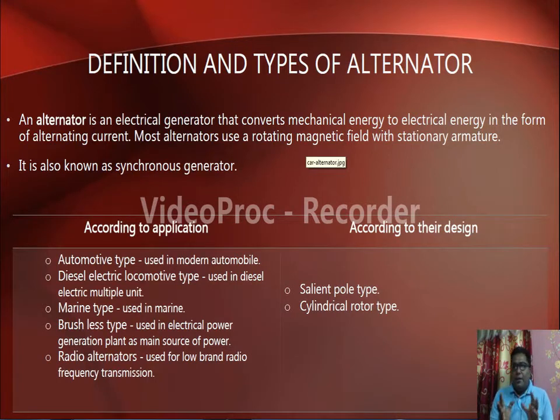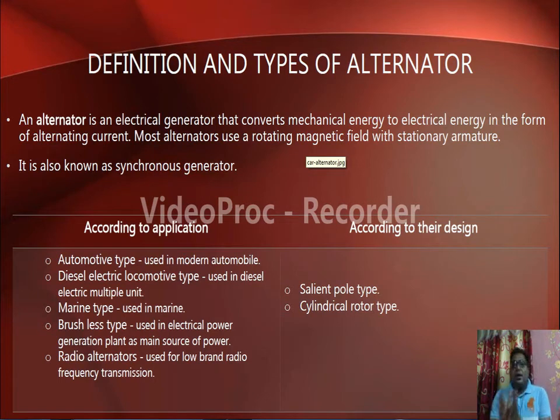So for a DC generator we know that brushes are needed, but in the case of a large alternator, we can use a brushless system also. That we will do in the next class when we cover the excitation system, the different excitation systems of the alternator. There we will find brushless DC excitation and excitation with brushes. So we are going to find different kinds of excitation over there. So these are the main application of alternator.